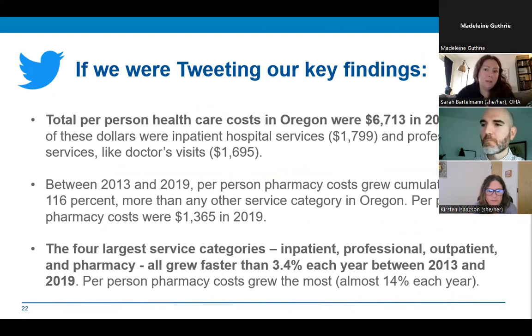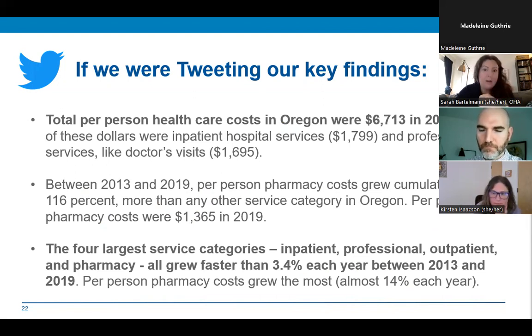So our key findings here: total per person healthcare costs in Oregon were $6,713 in 2019. Most of those dollars are coming from inpatient hospital services, about $1,800, and professional services like doctor's visits, about $1,700. Between 2013 and 2019, per person pharmacy costs grew cumulatively by 116%. That's more than any other service category in Oregon that we looked at. And per person pharmacy costs were about $1,365 in 2019. The 4 largest service categories, inpatient, professional, outpatient, and pharmacy, all grew faster than 3.4% each year between 2013 and 2019, and per person pharmacy costs grew the most, almost 14% each year.